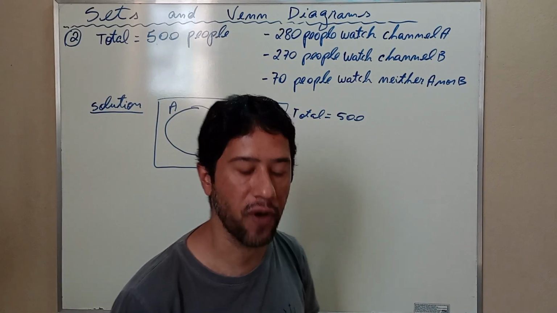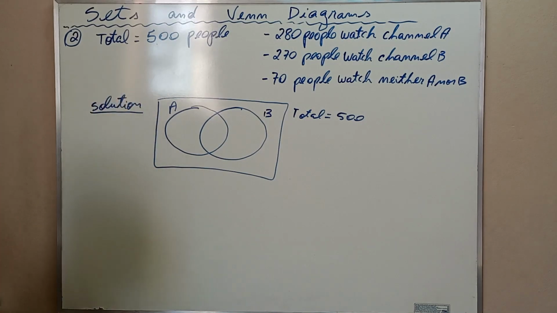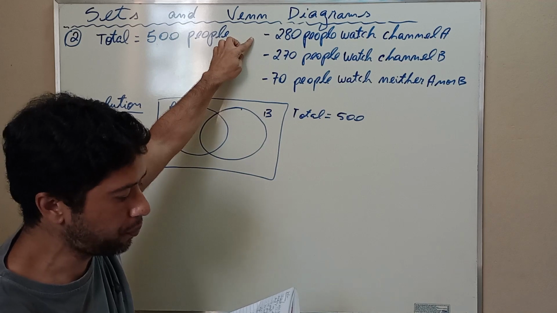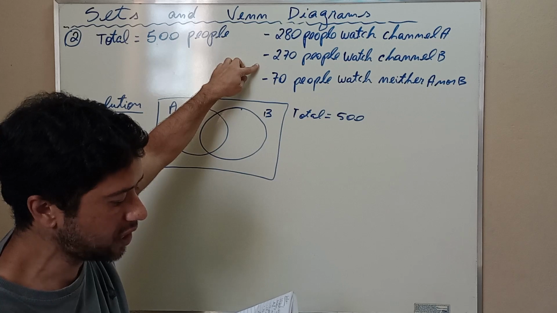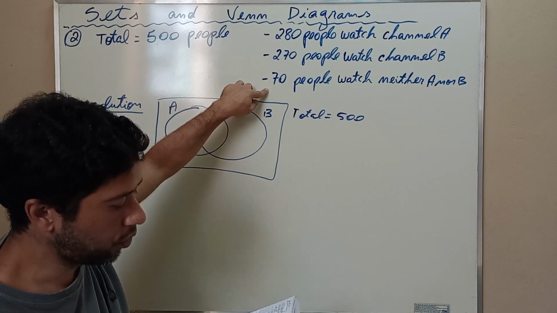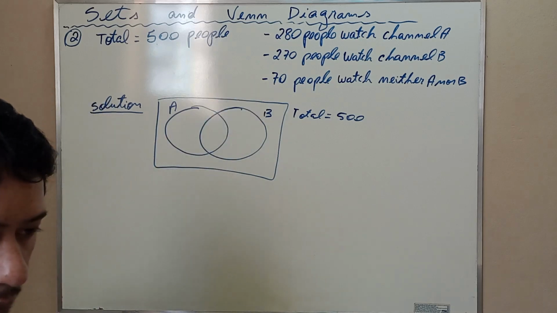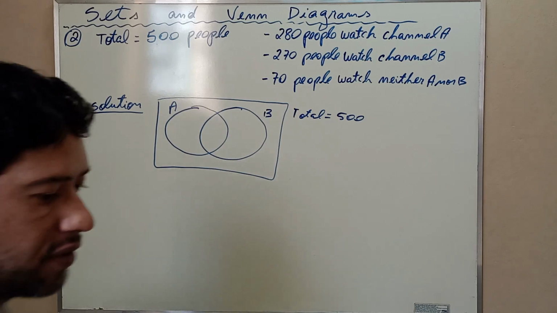Question number 2 now, my friends. 500 people were consulted about their preference regarding TV stations A and B, and the following result was obtained. 280 people watch channel A, 270 people watch channel B, and 70 people watch neither A nor B. Alright, my friends, this is the information that the exercise provided, and now the question: what is the number of people who watch channel A but do not watch channel B? Alright, this is the question.